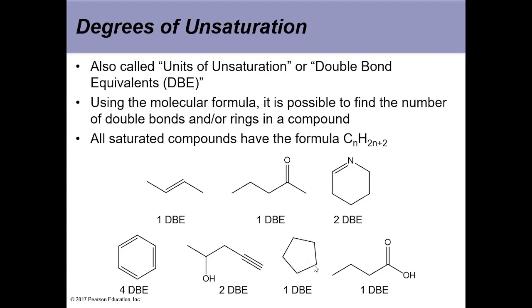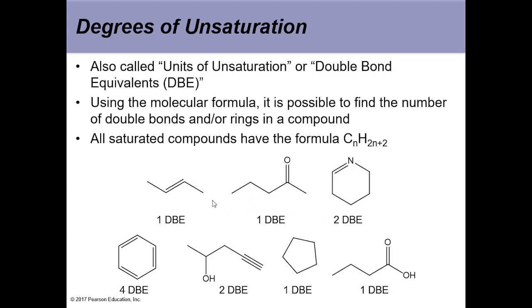Next structure, this is a cyclopentane ring. This ring has no other double bonds, but the ring itself counts as 1 DBE. So this compound has 1 DBE. And the last structure here has 1 carbon-oxygen double bond, and the hydroxy group has no impact on DBEs. Without any other double bonds or rings, this compound has 1 DBE.